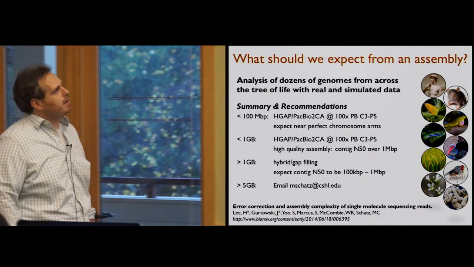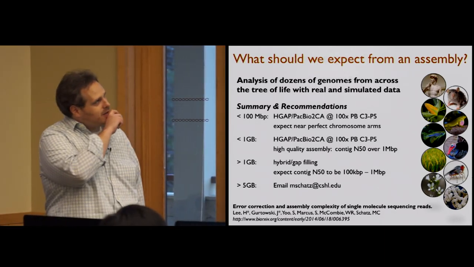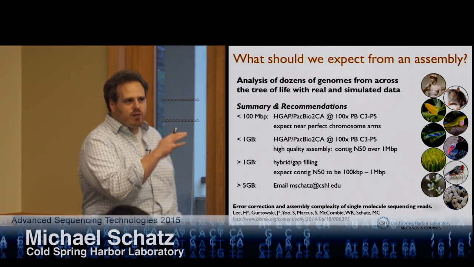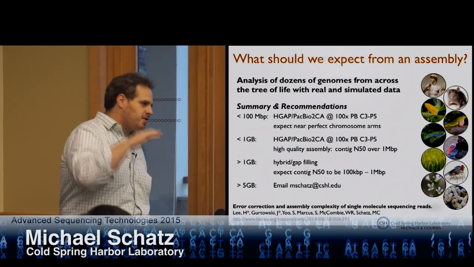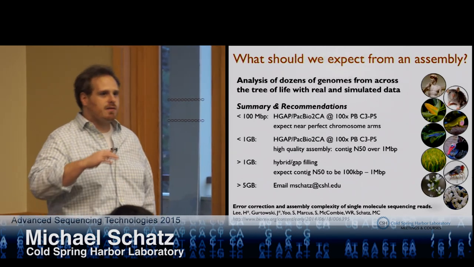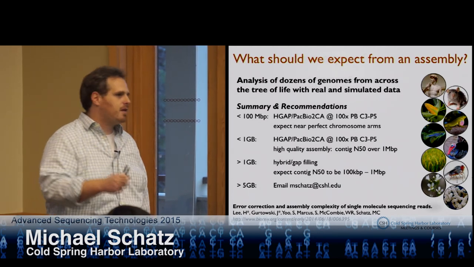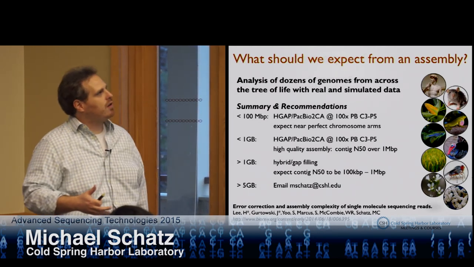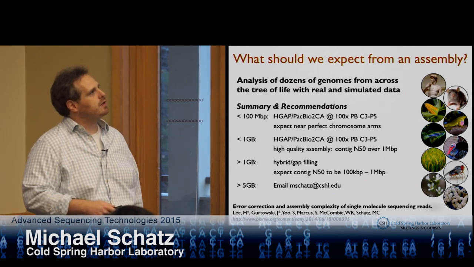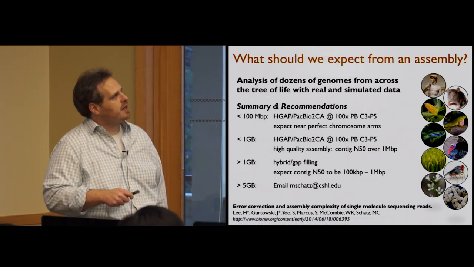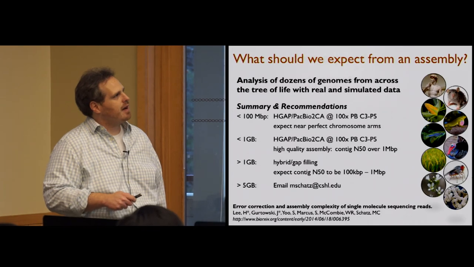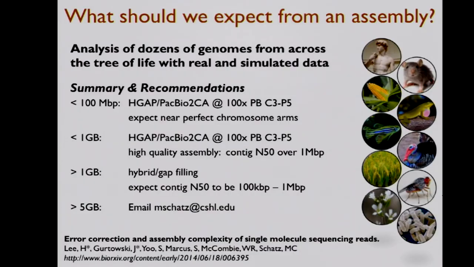So what should we expect from an assembly? What do I recommend you do? Again, if you really want to carefully study genome structure in terms of all the genomic elements from genes to regulatory sequences to transposable elements to overall larger structure, I really strongly recommend PacBio sequencing. For genomes up to about 100 megabase pairs in size, which includes a lot of model systems, you're going to get basically perfect chromosomes or perfect chromosome arms. It's still tricky to get the centromeres on some of these bigger genomes.